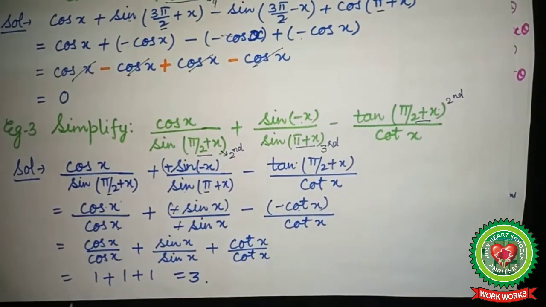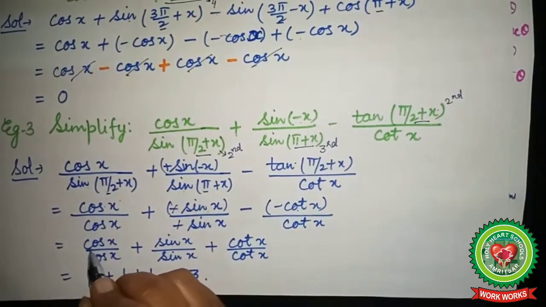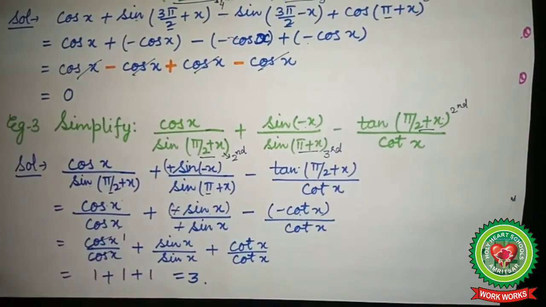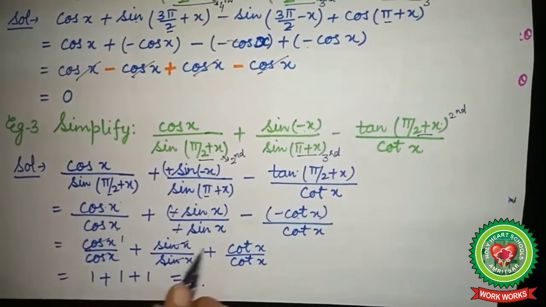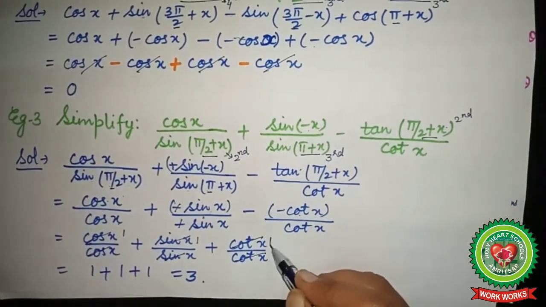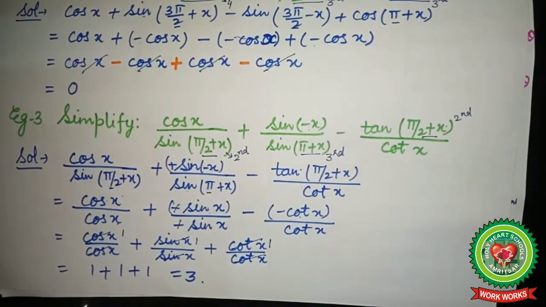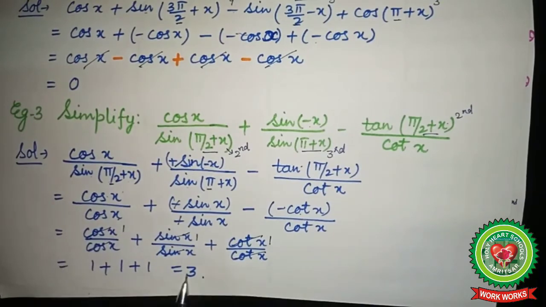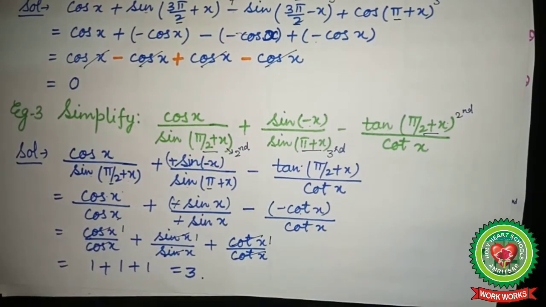Now when you simplify, you will get cos x cancels with cos x, 1. Then sin x cancels with sin x, again 1. Third, cot x cancels with cot x, again 1. So 1 plus 1 plus 1 is equal to 3. In this way, we can simplify the expression.